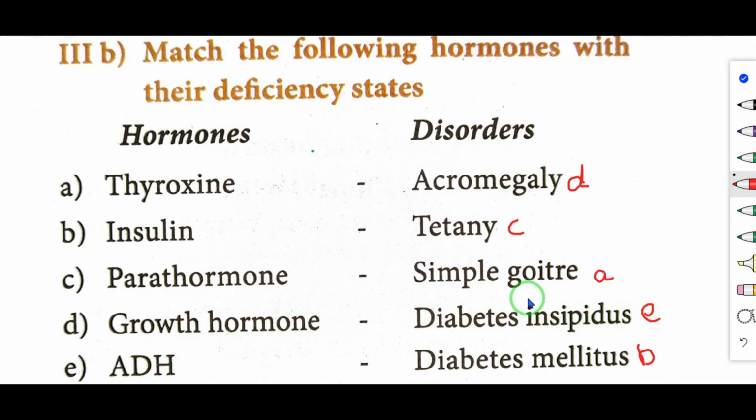Once again, thyroxine, simple goiter. Insulin, diabetes mellitus. Parathormone, tetany. Growth hormone, acromegaly. ADH, diabetes insipidus.